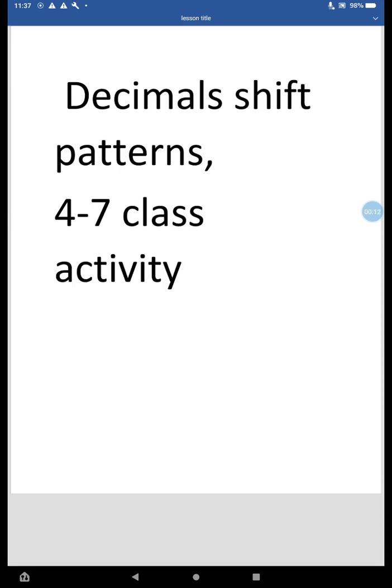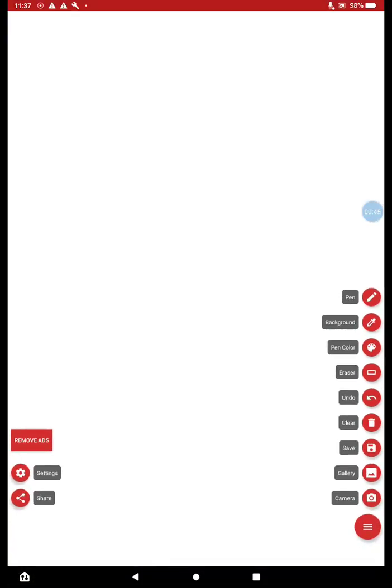Pull out the second sheet of your paper packet, and at the top it should say 4.7 class activity. Today we're going to be studying decimal shift patterns, okay? Remember, we studied shift patterns last semester when we were talking about multiplying by 10, 100, and 1,000. The same goes when I'm multiplying by tenths, hundredths, and thousandths. All right? Let's jump into our first example.